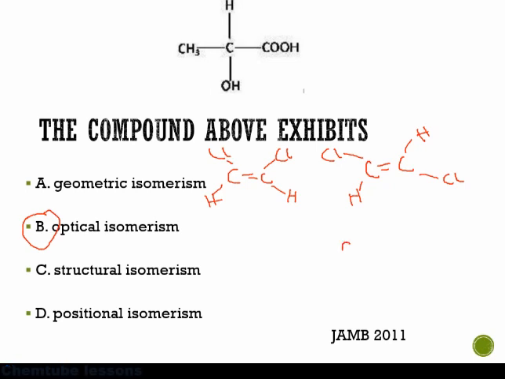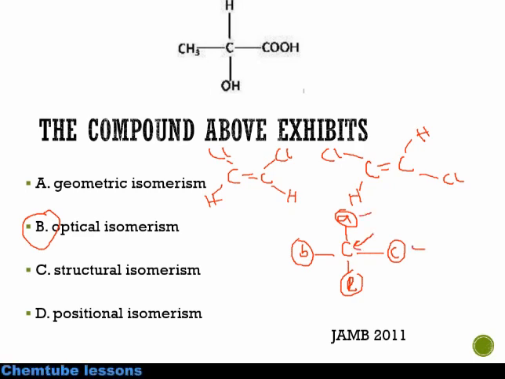Now, why optical isomerism? For a compound to be able to exhibit optical isomerism, there's something we call an asymmetric carbon. What is an asymmetric carbon? An asymmetric carbon is a carbon at the center of an organic compound that has different functional groups attached to it. Now let's look at the diagram I'm trying to draw. This is an asymmetric carbon. It has different functional groups attached to it, so this compound will exhibit optical isomerism.